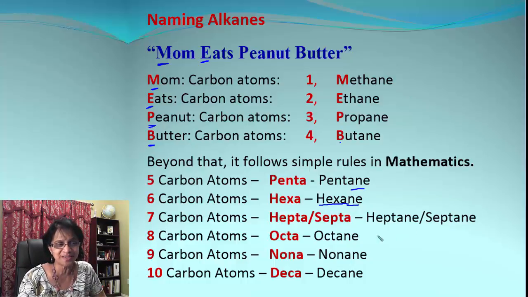For 7, there are 2 possible names. Hepta is more common, but septa is sometimes used. So it will be heptane or could be septane. Number 8, for carbon atoms, it will be octa, like octopus, so it will be octane. 9 always stands for nona, so it will be nonane. And for 10, it will be deca, so it will be decane. So basically, if you know the number of carbon atoms, you can easily get the root name and add ane to it, and there we go. We got the name of the basic alkane.